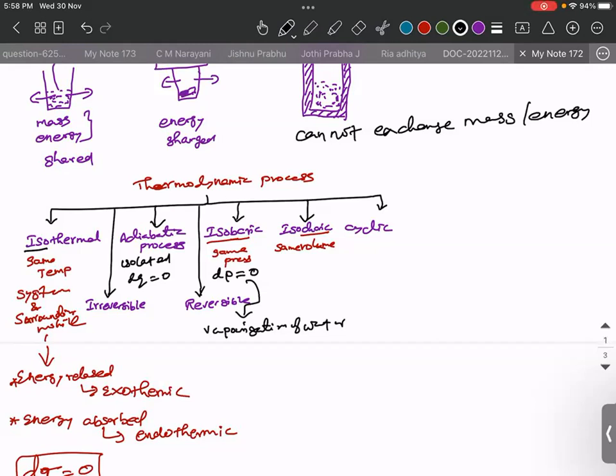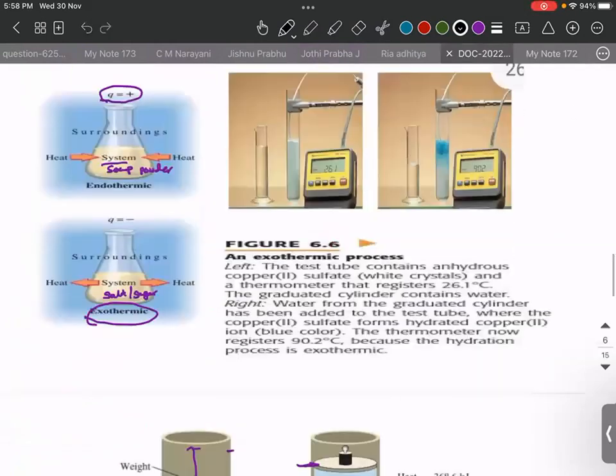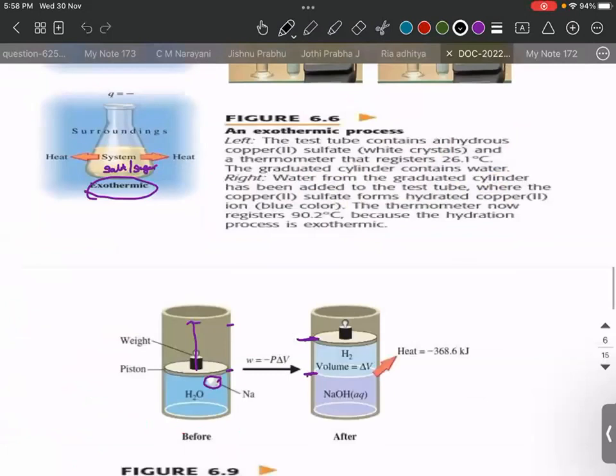And then isochoric. Isochoric means the volume is constant. The dV is equal to 0. And then the cyclic process. What is the meaning of cyclic? You started that day. Did I show it? Starting, ending, no.